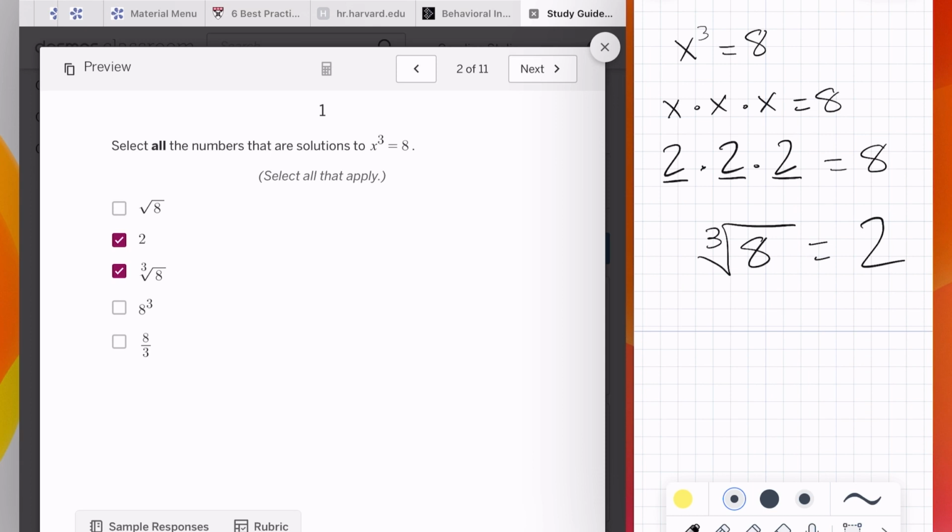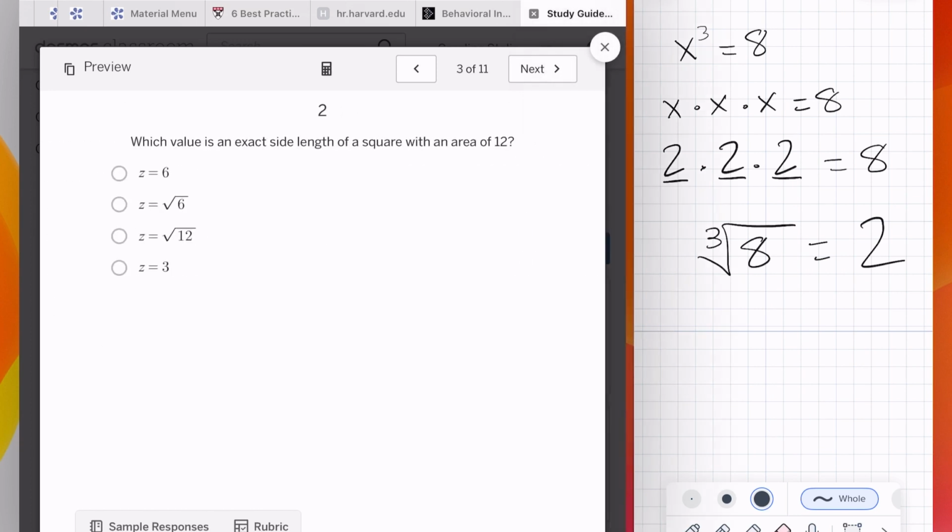Okay, this is different than the square root of 8, different than 8 to the third power, which would be 8 times 8 times 8, which is a big number. It's 526, I think. Maybe 524. That's from memory. And then it's also not 8 divided by 3. All right, so just those.